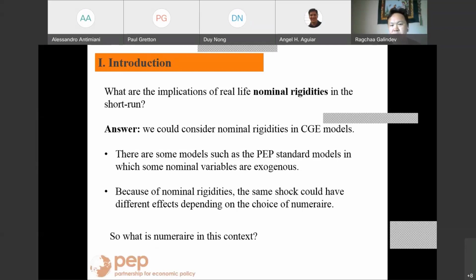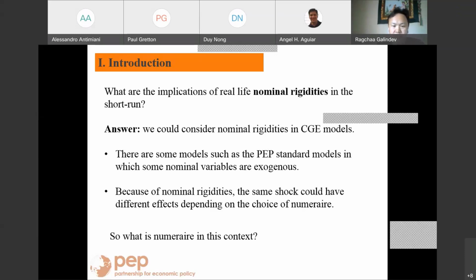Some models have nominal rigidities already. For example, these PEP standard CG models, Partnership for Economic Policy standard CG models, have some nominal variables exogenous and fixed exogenously. Because of these nominal rigidities, the same shock could have different effects depending on the choice of the numeraire. So that's the argument we can find.